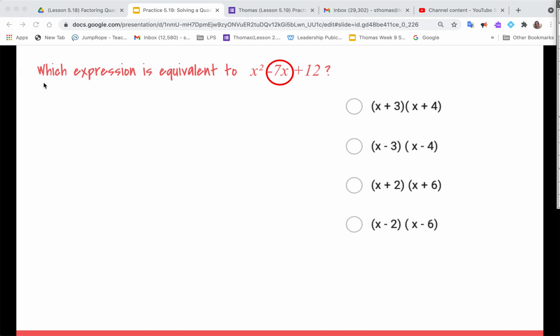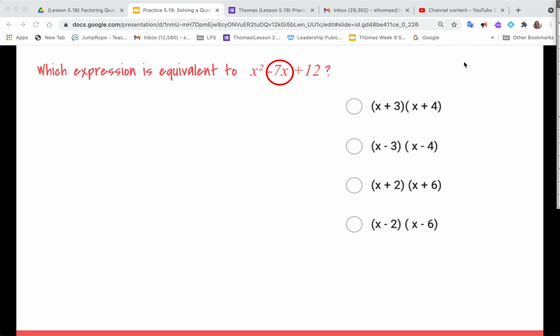All right, so this question says which expression is equivalent to x squared minus 7x plus 12. And then what are the solutions of x squared minus 7x plus 12 is equal to 0? So when we look at the expression, we know we want to use the reverse distributive property using our box method to figure out what our factors are.